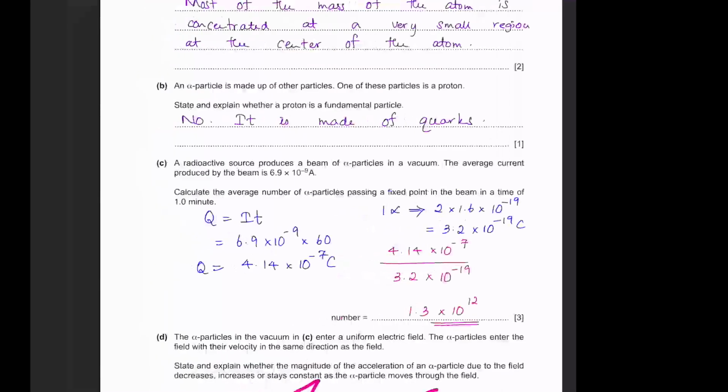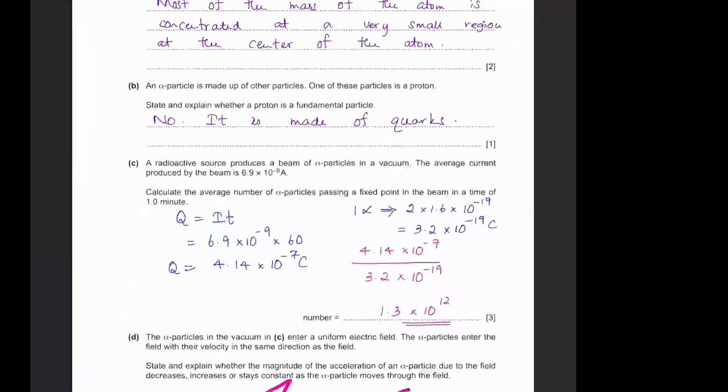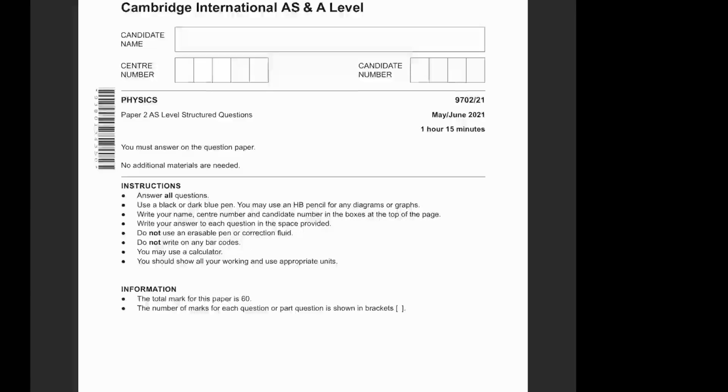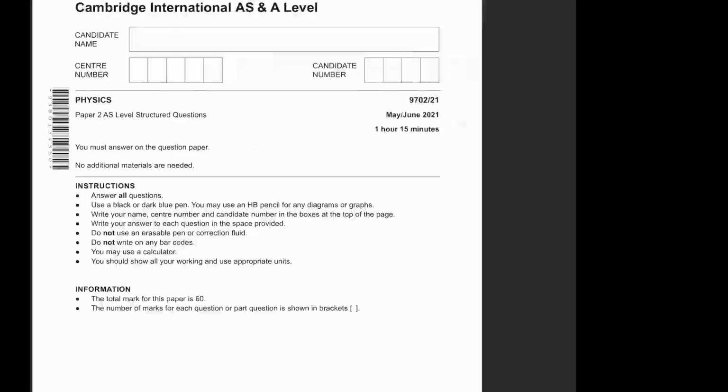Right. So there's another paper I have sent you, which is 2021 paper 21.